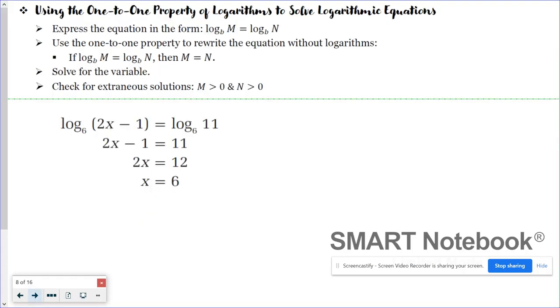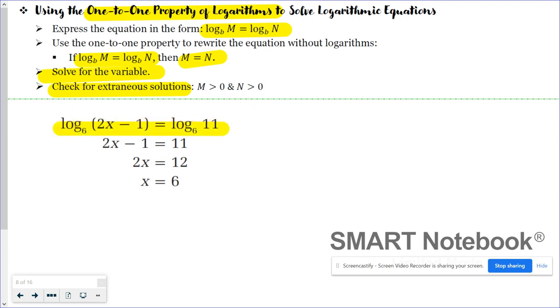I know what you're thinking: what about two-sided log equations? This is where we use the one-to-one property of logarithms. Basically, you want the equation to be of the form log equals log, one log on each side of the equation. Then we can use the one-to-one property to rewrite it, because if log base b of m equals log base b of n, then m is equal to n. It's like the one-to-one property of exponents. Finally, we can solve for our variable and then check for extraneous solutions.